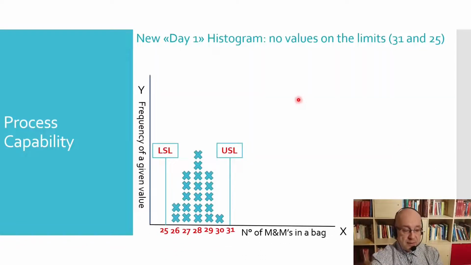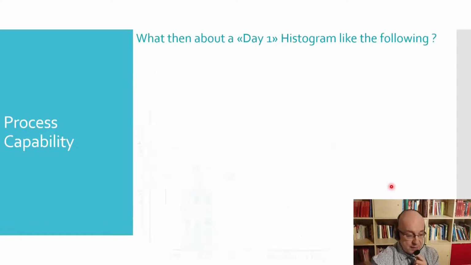So let's cancel what we have done so far. We are again at day 1. We select 20 bags out of 100,000. We count the M&Ms in each of the 20 bags, and we have a histogram like this. Are we happy with that? Yes, probably yes, because there are no values on the limits, no values on the upper specification limit, and no values on the lower specification limit.